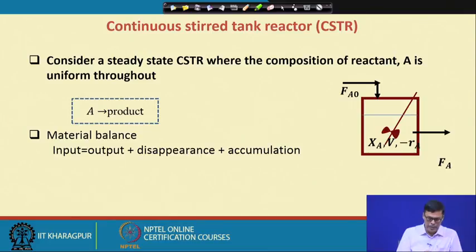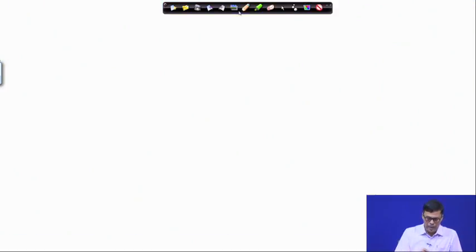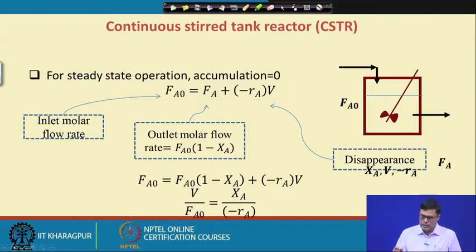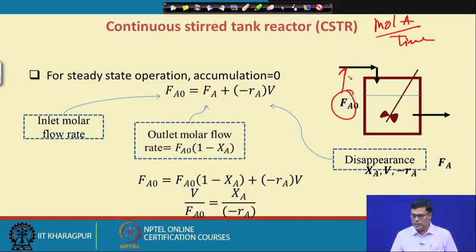So your material balance is input equal to output, the same that we have done before. Input equal to output, disappearance plus accumulation. Now how can we analyze the reactor? Let us assume this is FA. Here FA is the moles of A per unit time you are feeding in the reactor.